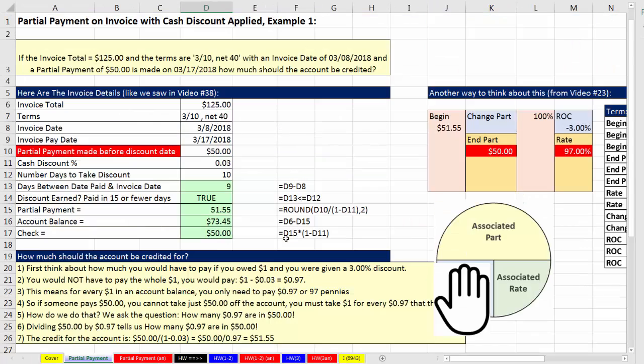All right, in this video, we very importantly saw how to take what we learned in video 38 about cash discounts, and if we make a partial payment, apply the concepts from increase, decrease, or just straight logic, right? We got 3% discount, so when we send in 50 bucks, actually every 97 cents in that 50 bucks got us $1 taken off our bill.